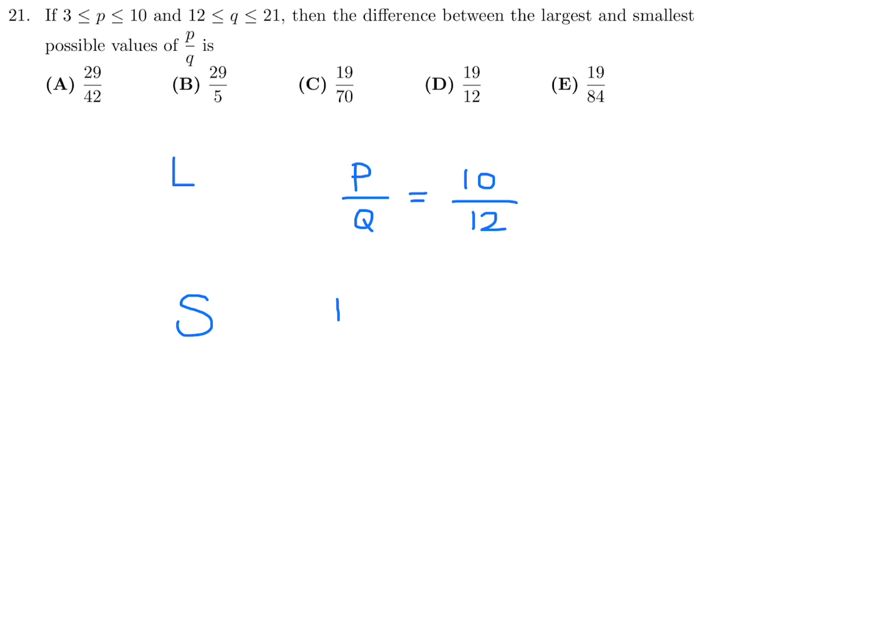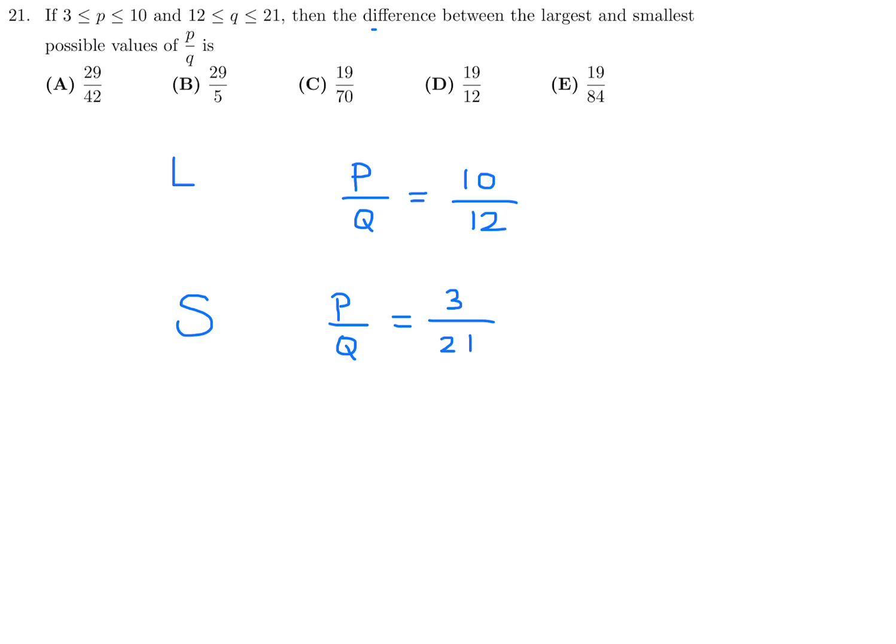The smallest P over Q will be, well, for P, it's got to be the smallest number, and in this range, it's 3. And for Q, we have to choose the largest, right? We've got to make the denominator as large as possible. So the largest number in that range is 21. So this is the largest and the smallest.